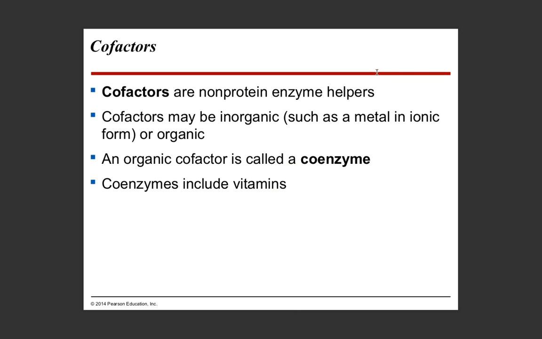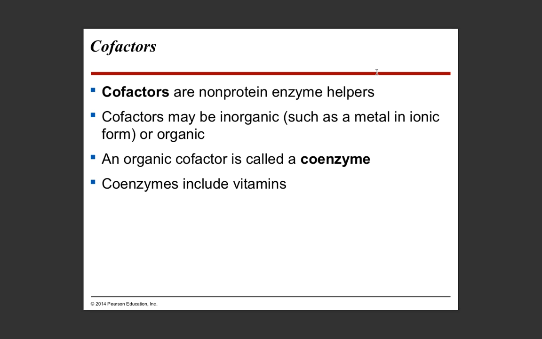We also have something called cofactors and coenzymes. So enzymes don't always function by themselves. Sometimes they need a little bit of help. So we have things that are called cofactors, which are non-protein enzyme helpers. A cofactor is typically inorganic, which means it does not contain carbon to hydrogen bonds. Typically, it's a metal. The most common one in humans is calcium.